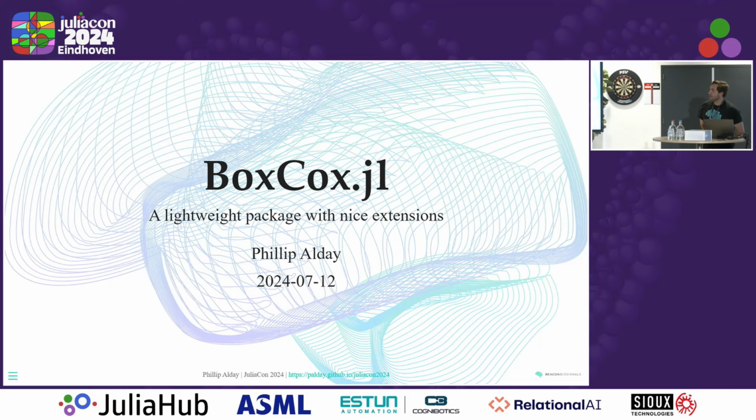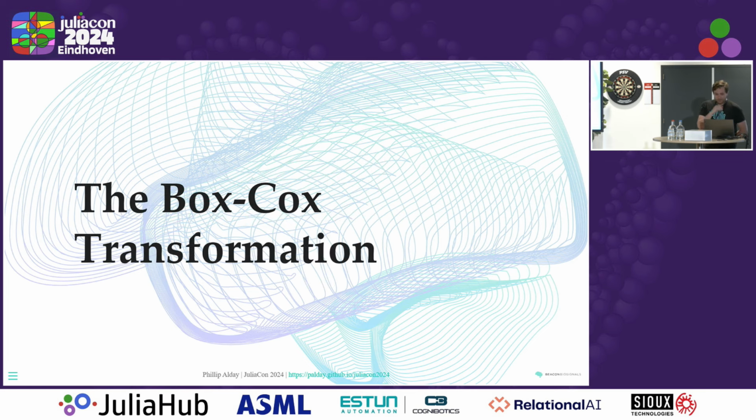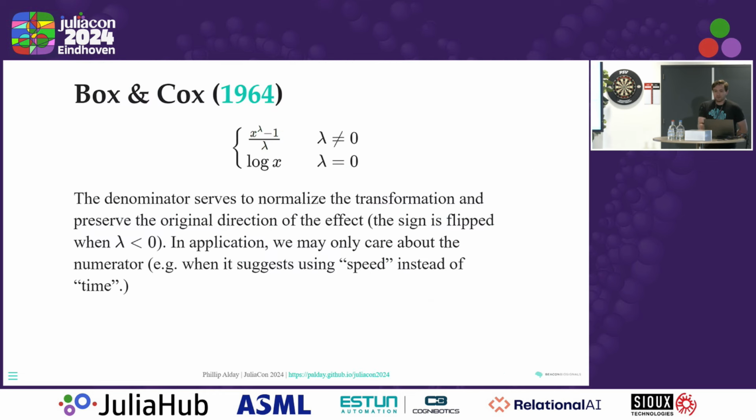I'm presenting my package today, BoxCox.jl. It's a lightweight package with nice extensions, is my claim. It implements something called the Box-Cox transformation, which is a way to get normality in a distribution. So it looks at the set of possible power transformations, and it tries to propose a way for you to get your data to be more normal. This is, of course, very useful in linear regression.